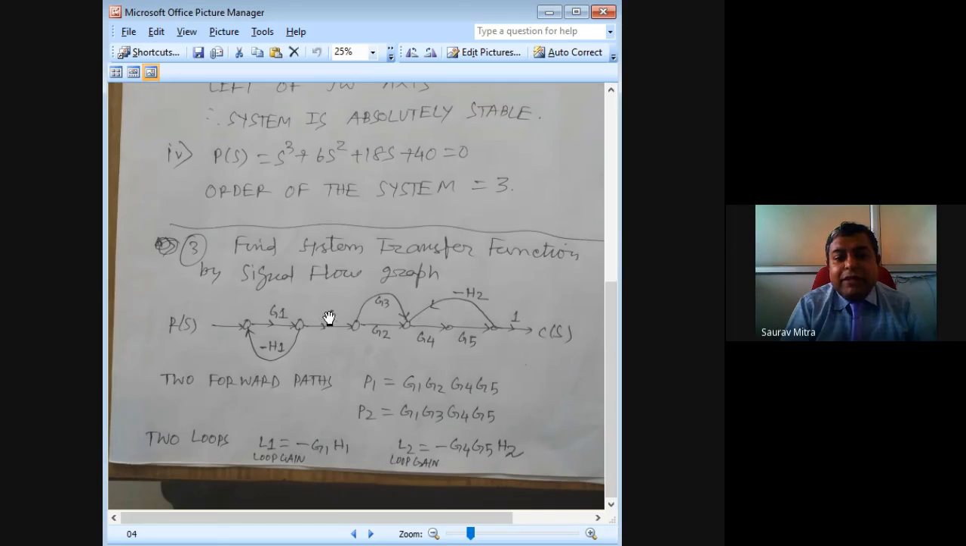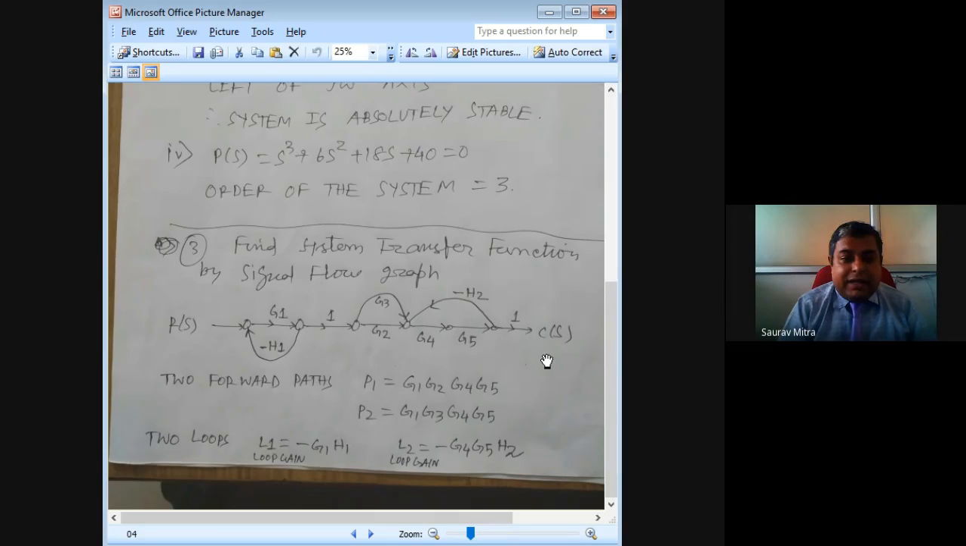So this one might not be marked. This one might not be said here, so only one arrow mark is given here like this. It is also possible. Between this G5 and C also this one arrow mark is given, so this one might not be written. So if nothing is written, you have to consider that as gain 1. So that path gain is given by 1.